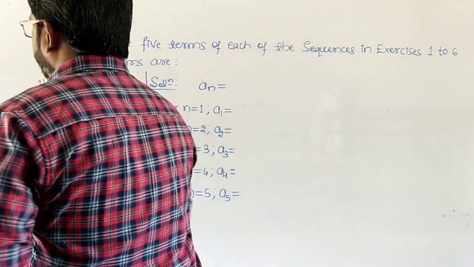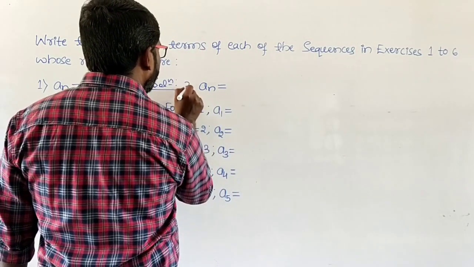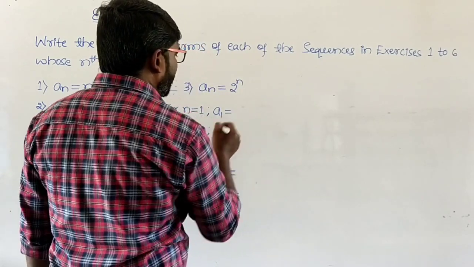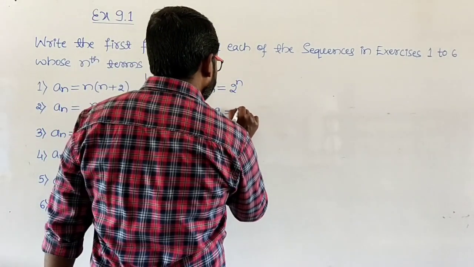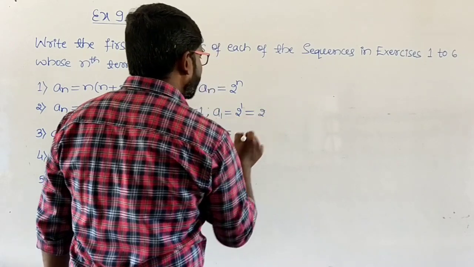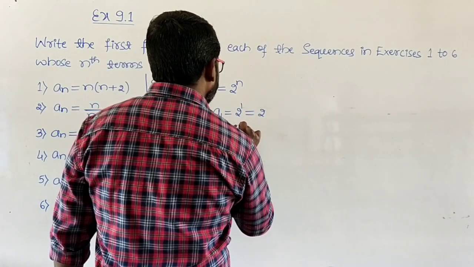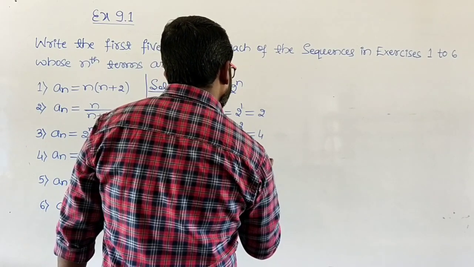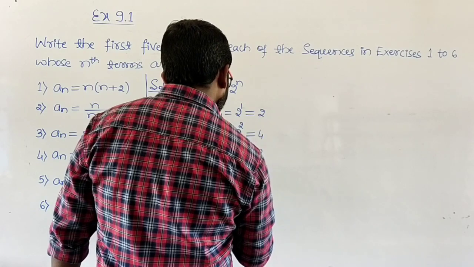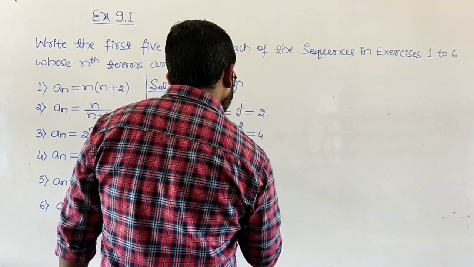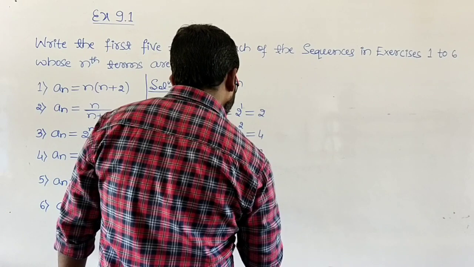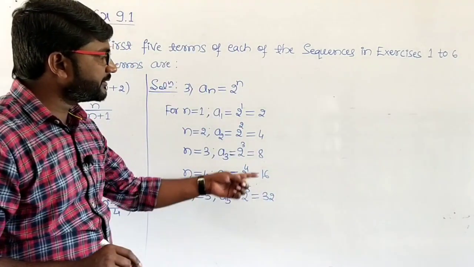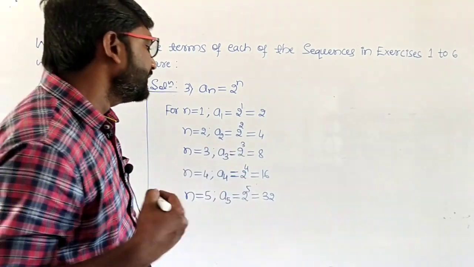So now the next one, it is the third one, an which is equal to 2 to the power n. So now for n equal to 1 you get 2 raised to 1, that is 2, then 2 raised to 2 it will be 4, then 2 raised to 3 it will be 8, then 2 raised to 4 it will be 16, then 2 raised to 5 it will be 32. So the 5 required terms are 2, 4, 8, 16 and 32.